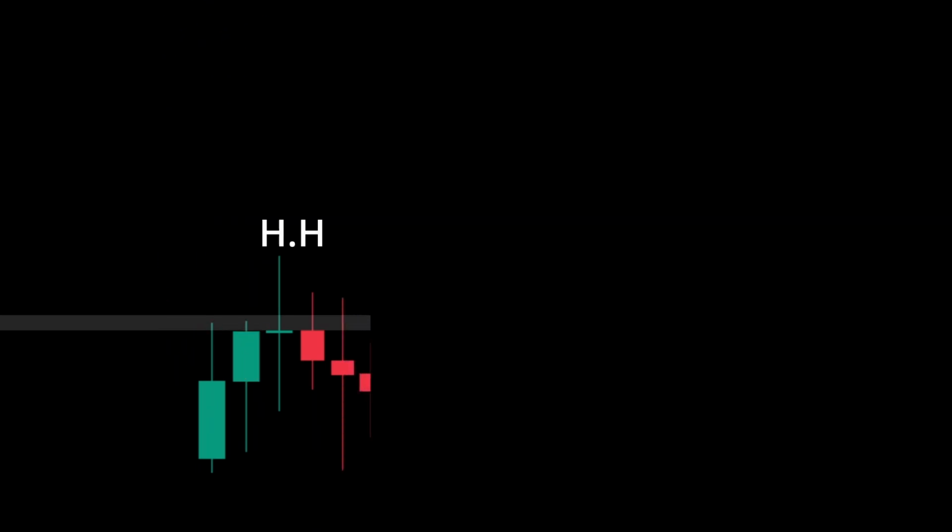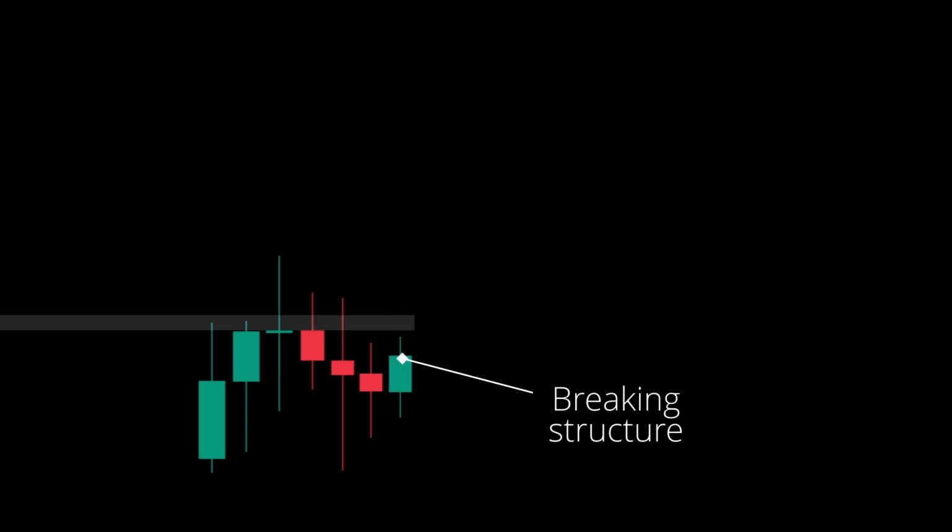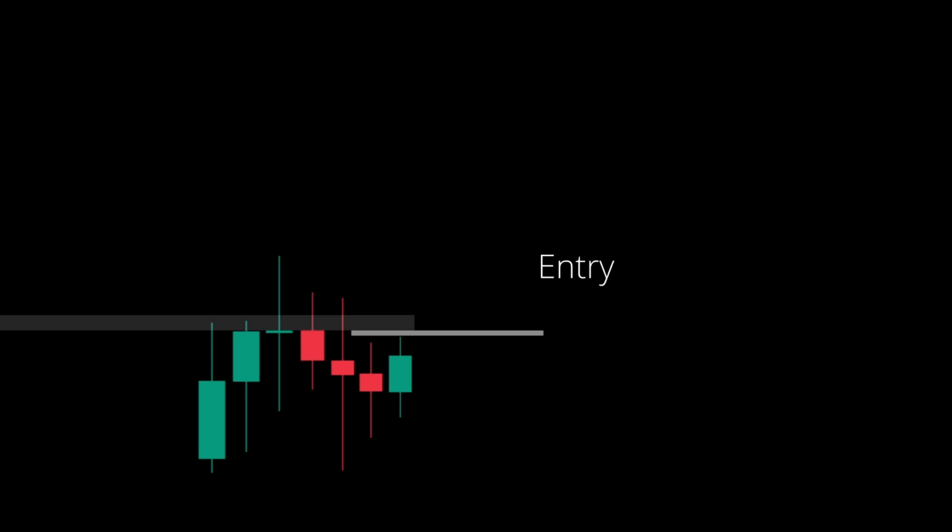It is also in uptrend because it is forming higher highs and higher lows. So this is our pullback move, but this candle breaks the structure and closed above the previous candle high. So this is our confirmation candle. Okay, and this will be our entry point.